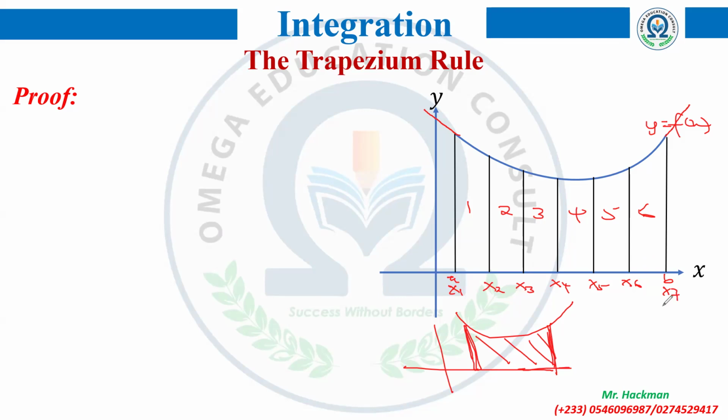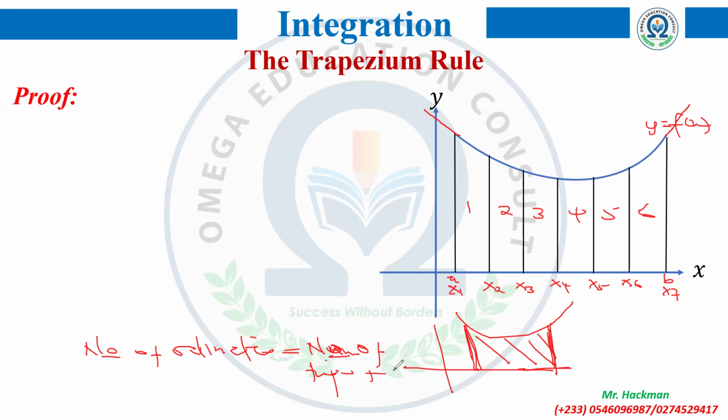So obviously, there is a particular relationship between your number of ordinates and your number of strips. Take note. Your number of ordinates will always be one more than your number of strips. So indirectly, I can say that my number of ordinates will be equal to the number of strips plus one.